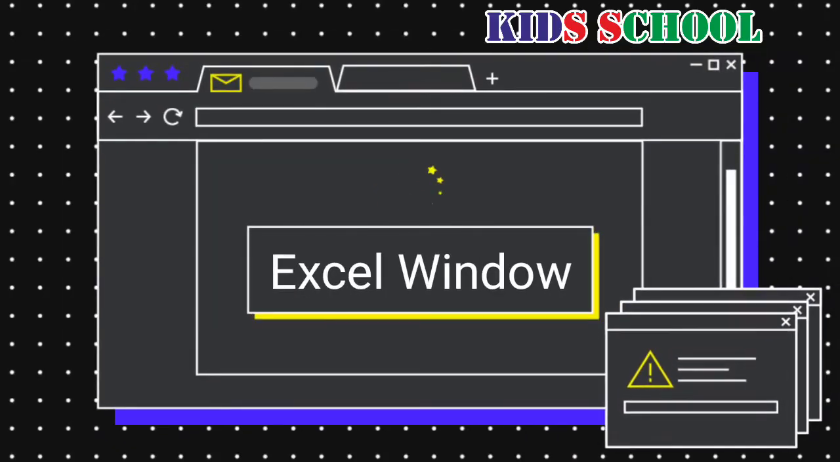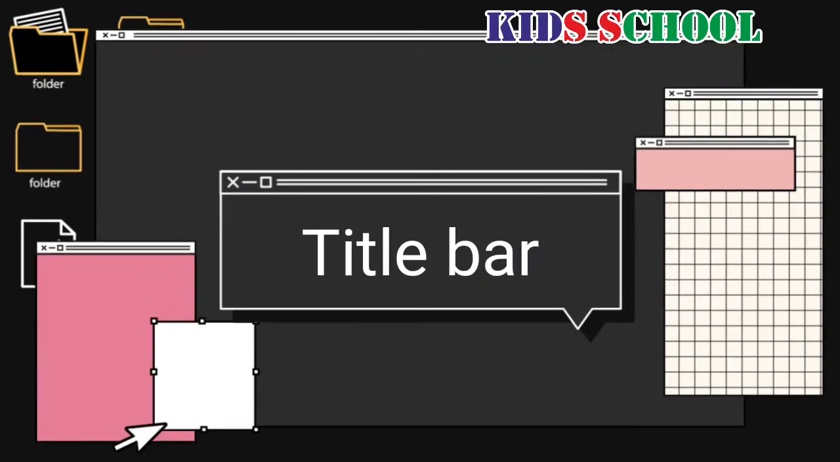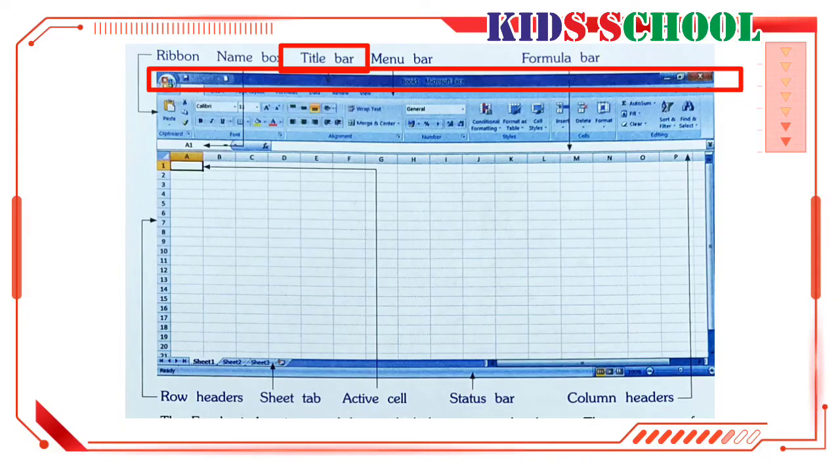Now we will learn about the Excel window. Title bar. At the top of the window you can see a bar, it is the title bar. In the center of the title bar you can see the name of the program, it is Book 1 Microsoft Excel. On the left hand corner you can see the Office button. Click on this button to open, save or print your document. The Quick Access toolbar has tools like Save, Undo, Redo and New, which are used many times in Excel.